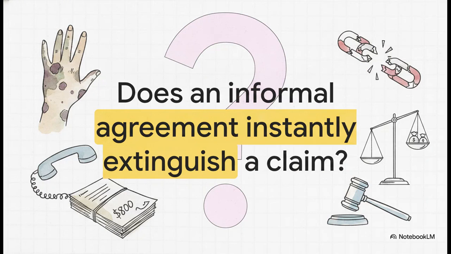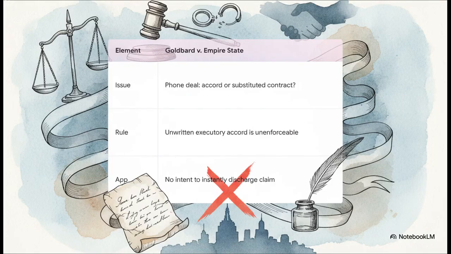Let's test this with a Socratic hypothetical based on a real, kind of gross 1958 insurance dispute over a fungus hand infection. The insured party is fighting for their monthly indemnity, right? And they just agree over the phone to take an $800 payout. So the question is, is the old claim gone immediately? In the Goldbard case, the court ruled, no, it's not gone. There is a very strong legal presumption against a creditor just surrendering their existing rights for a mere promise of future payment. Without really clear intent or a formal writing, that phone call was just an executory accord.